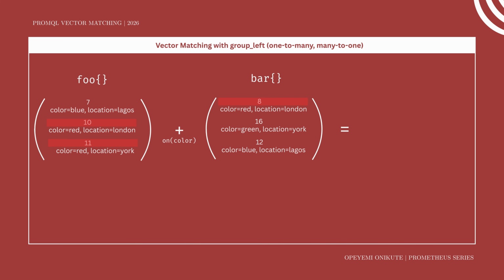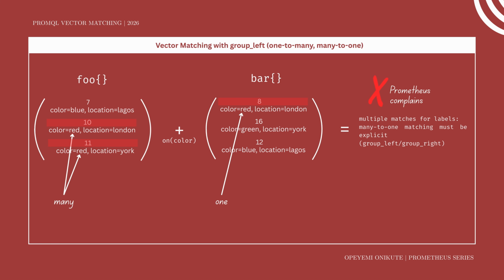So we understand one-to-one matching, but what happens in queries that need to do one-to-many matching? And how does this situation arise? Take a look at these vectors. Two time series in this vector have the same color. If we try to match on color, there are two time series on the left, making it a many-to-one matching. By default, Prometheus does not allow this, so it complains with an error you've probably seen before. Thankfully, we can use the group left or group right modifiers to fix this.